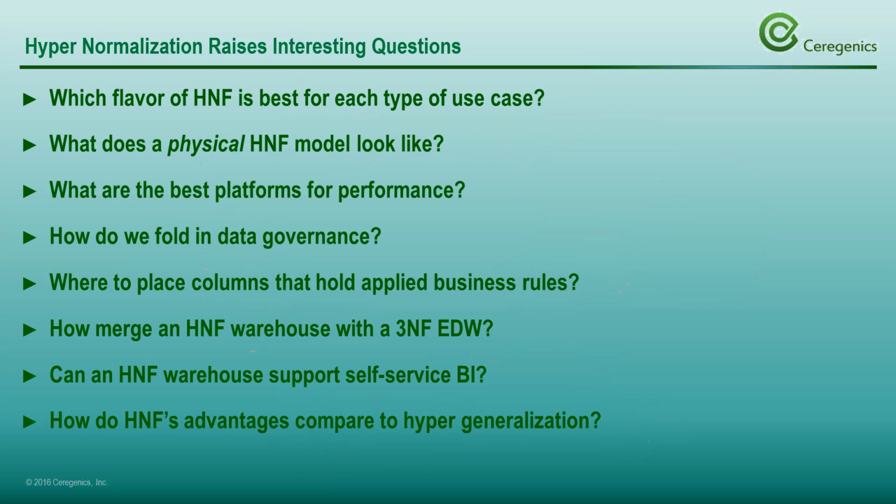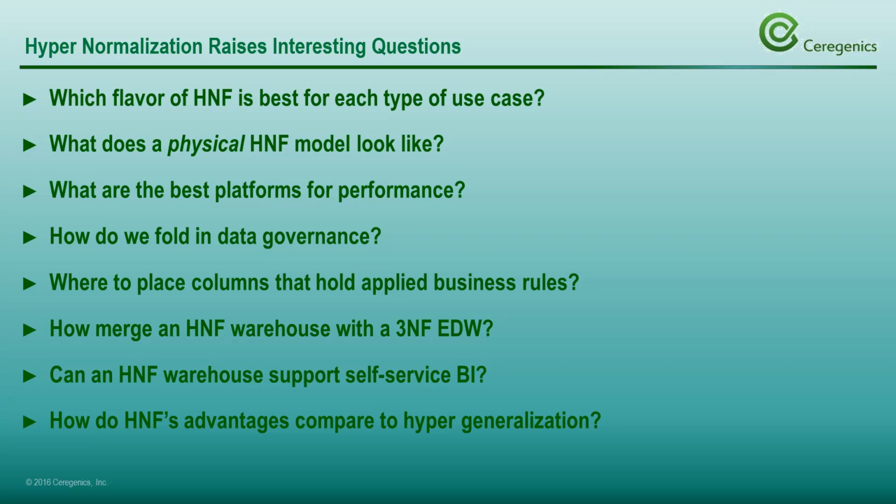Though hypernormalization offers many advantages, in fact so many that data warehousing professionals cannot afford to ignore it, the practice and its many styles do raise some crucial questions that Agile data warehousing teams need to answer. These questions include, which flavor of hypernormalization would be best for my particular use case? What does the physical model for a hypernormalized data schema look like? What are the best platforms for hypernormalized schemas, especially when you consider performance?